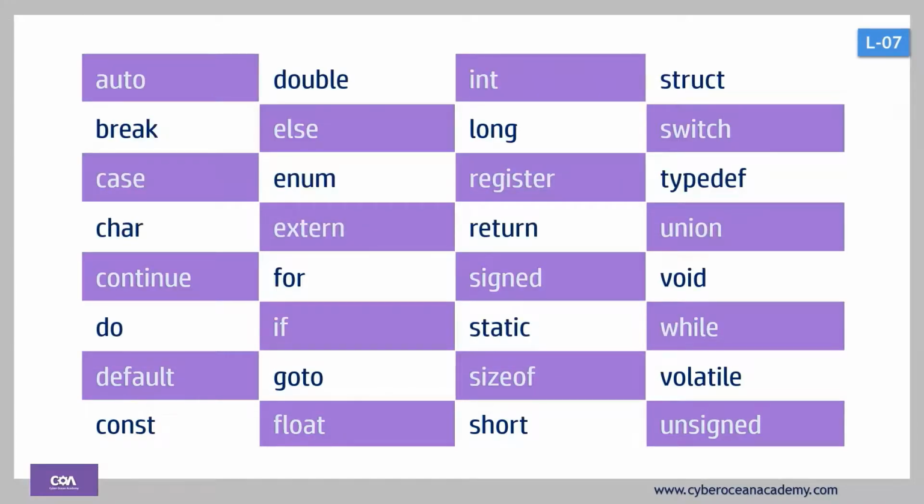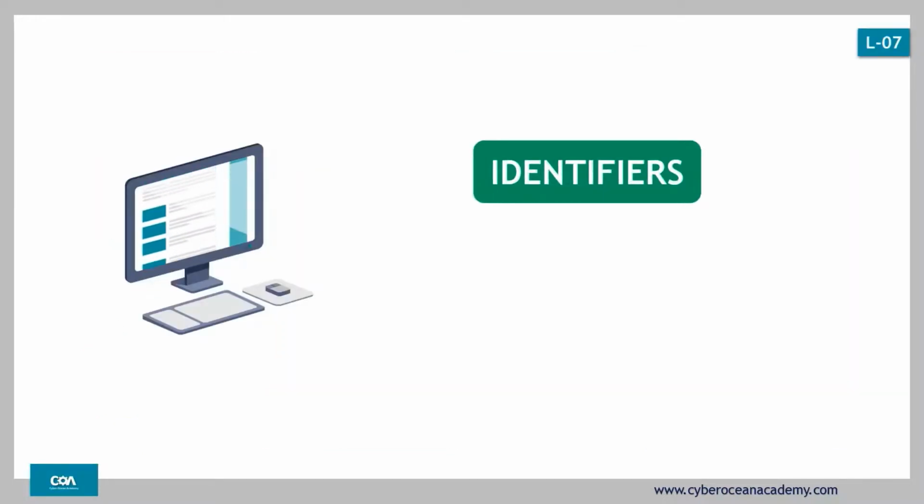Here you can see that these are the 32 keywords in C programming. These are used as data types, also used with any loop or switch case, and can be used for decision control programming structures. These are everywhere in C programming, and the meaning of these keywords is fixed. So you cannot use these words as a name of a variable or as an identifier. This is very important. Now, identifiers.